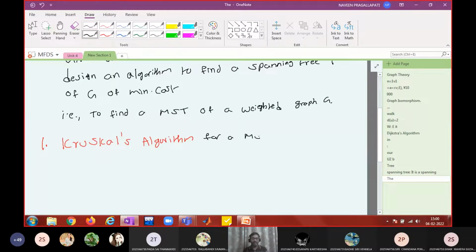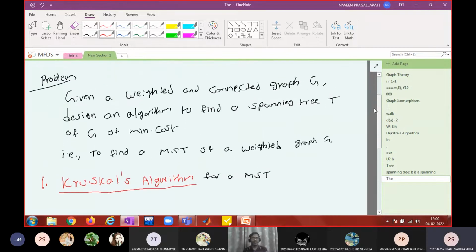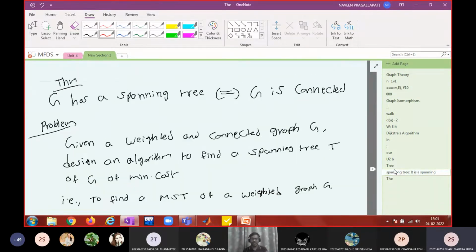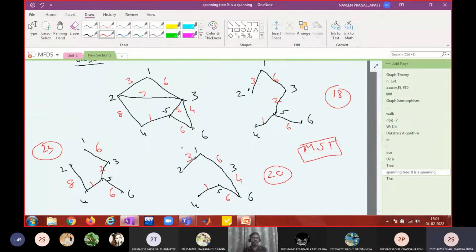For a minimal spanning tree. Okay, so first write down the steps. Then I will implement this algorithm on a graph. In the previous example, if we keep an edge between 4 and 6, will that also be a spanning tree, sir? Instead of any other edge, if we keep an edge between 4 and 6.